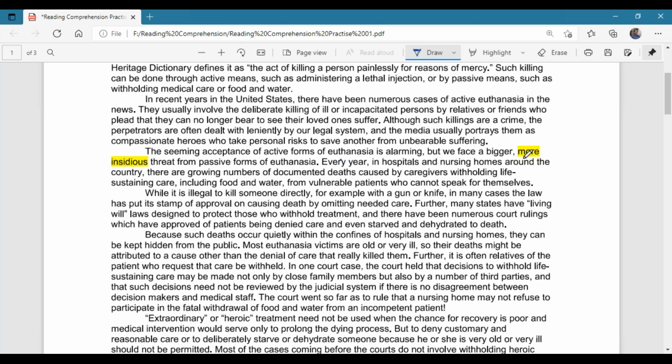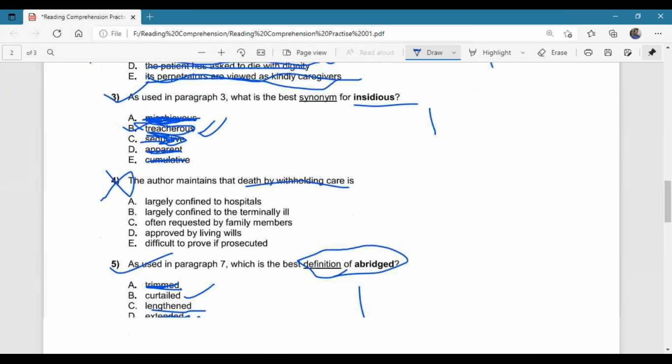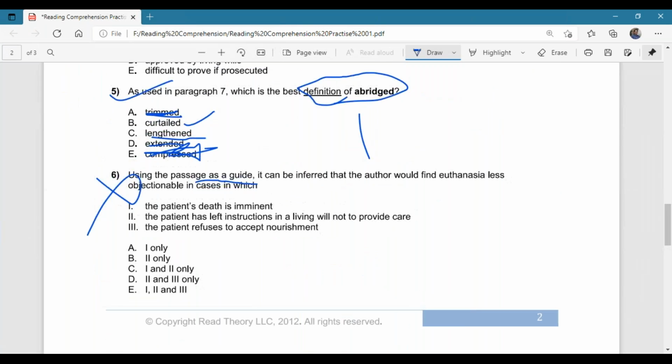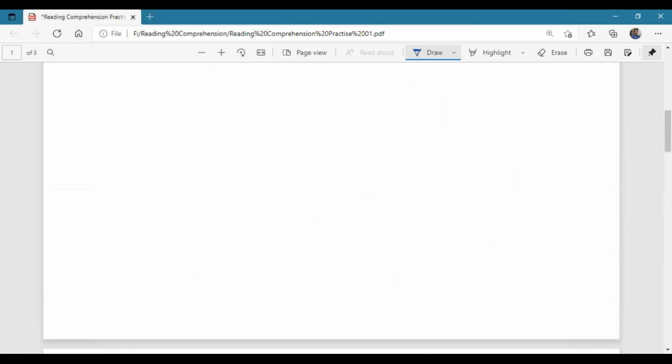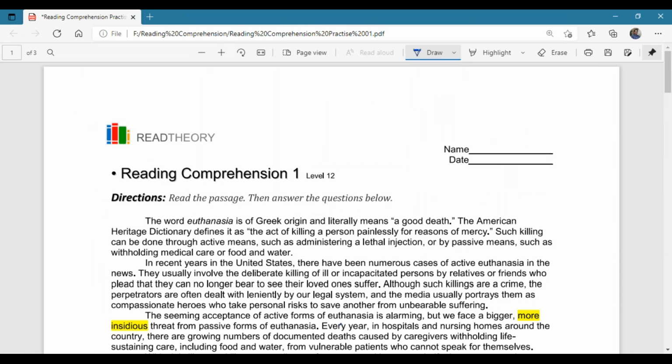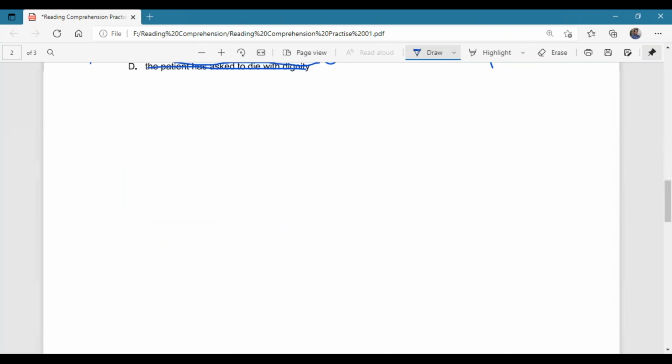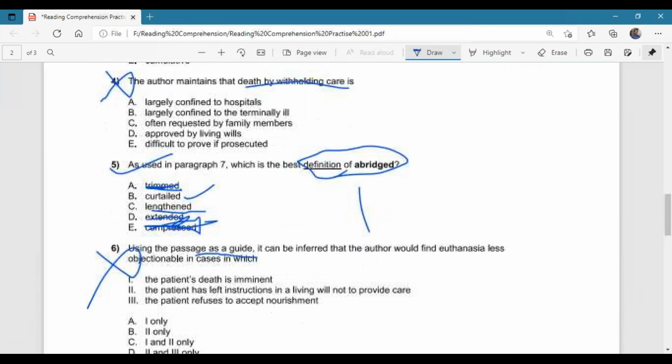Try to identify the answer for the question. Answers for question number 4 and 6. Identify the answers for question number 4 and 6 quickly.